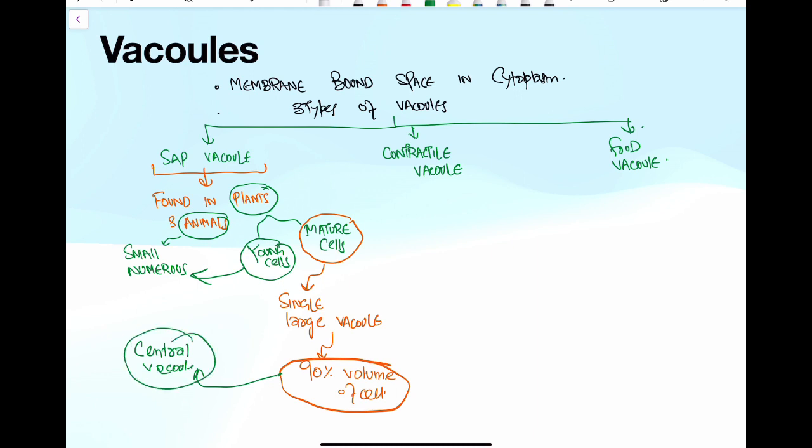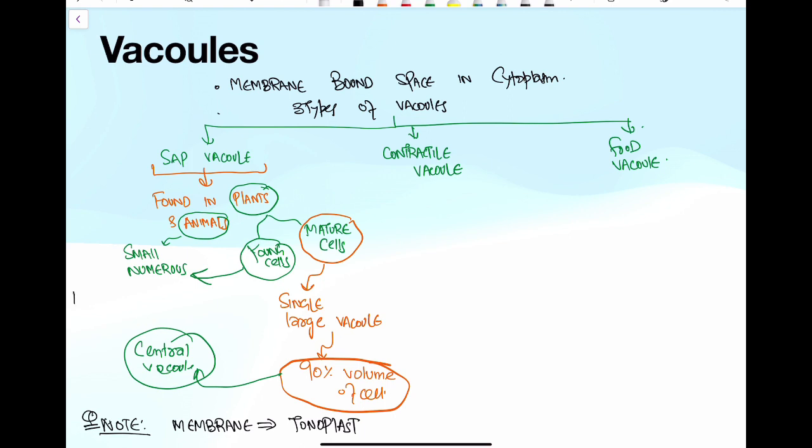Now, an important thing, its membrane is called as tonoplast. Okay, I will note that here. Membrane of vacuole is called tonoplast. This is a question which is asked a lot of times.